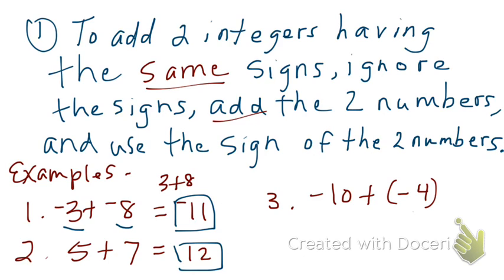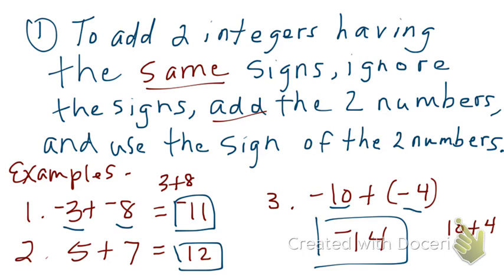I want you to notice here that the parentheses are there just because we have two signs next to each other, but this is negative 10 plus negative 4. If it were multiplication, there would be no plus in between. So just be careful with a problem like that. So again, we have the same signs. We're going to add the two numbers, ignoring the signs, and then we're going to use the sign of the two numbers. And so we get negative 14. So again, if you owe somebody $10 and you owe someone else $4, you owe a total of $14.